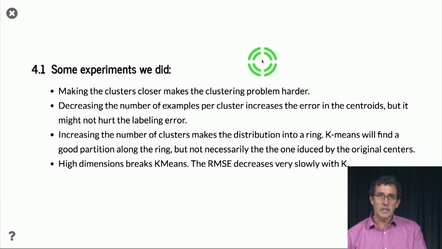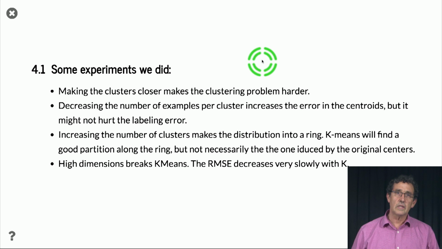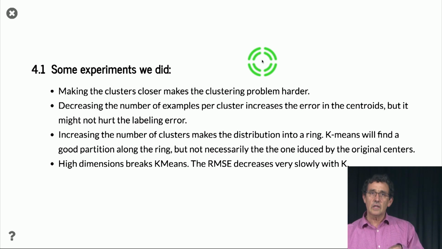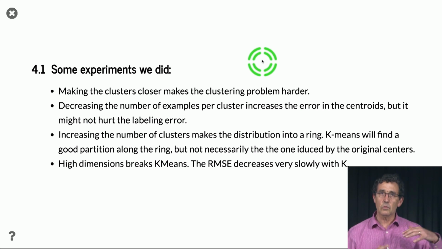In some of the experiments we did, we saw that making the clusters closer makes the clustering harder. Decreasing the number of examples per cluster increases the error in the centroids, but doesn't necessarily hurt the labeling error or the RMSE. Increasing the number of clusters makes the distribution into a ring, the way that we did it. And k-means will find some kind of good partitioning with a low RMSE, but it's not going to really relate to the original distribution. It's just going to break up the ring into small parts that can be used in something like vector quantization.